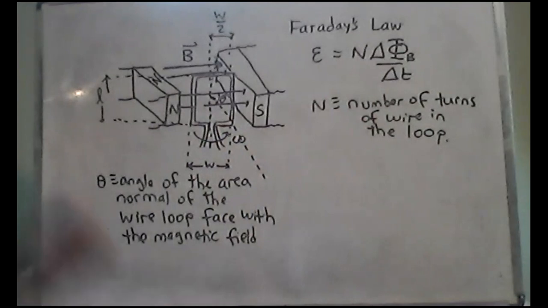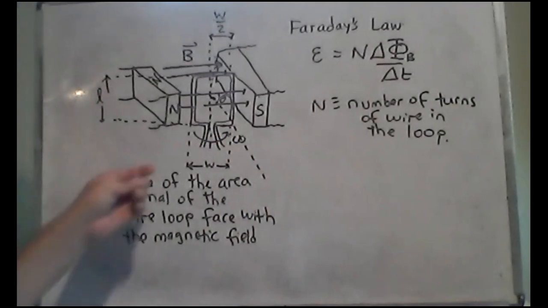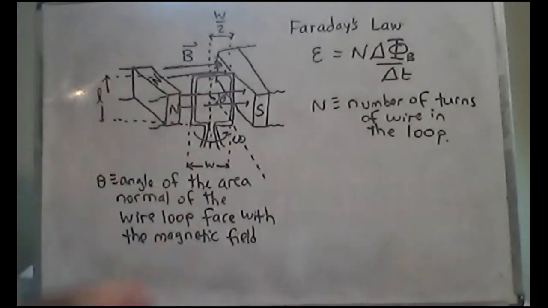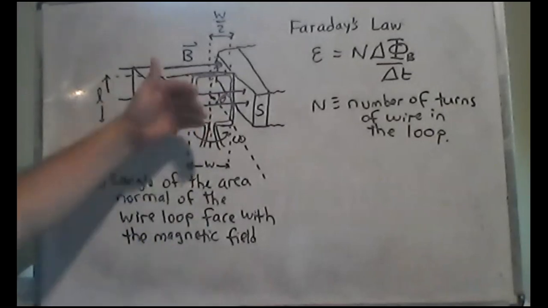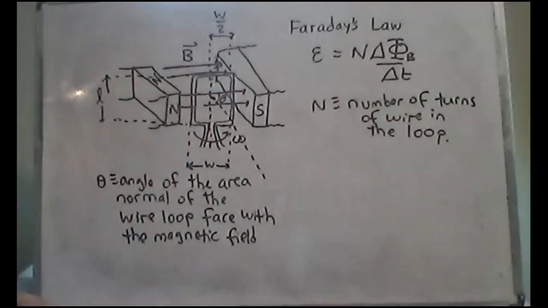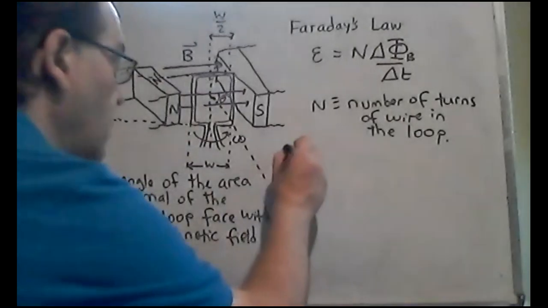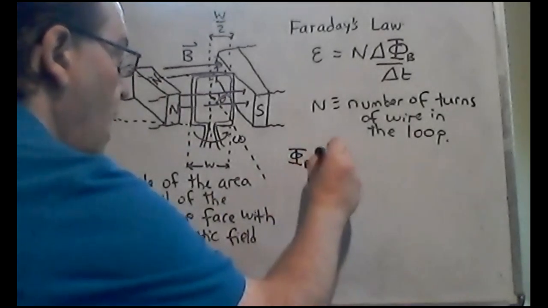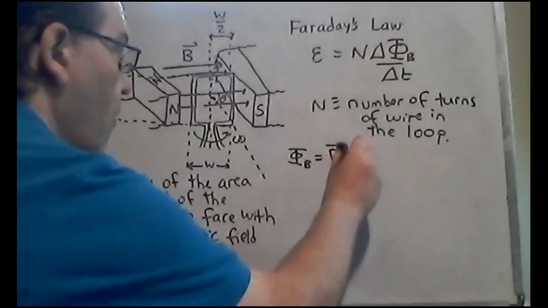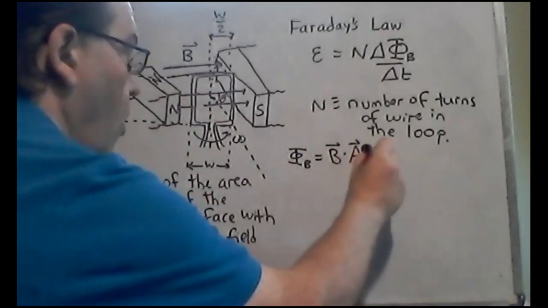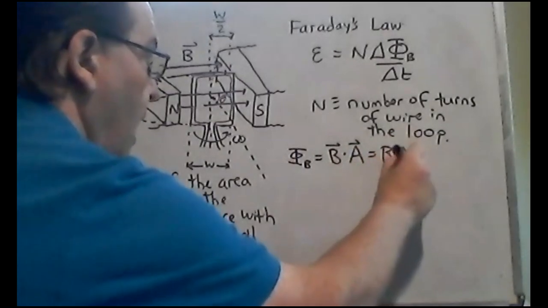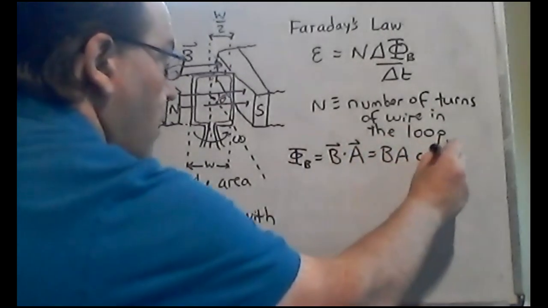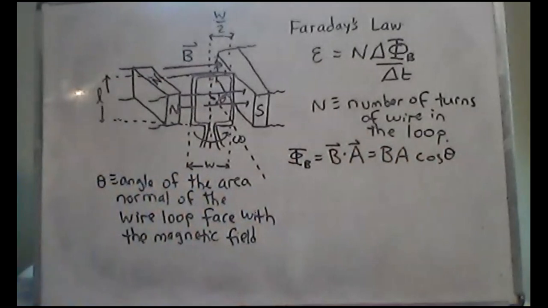All right. So again, what I see here is that the magnetic flux is going to be the amount of magnetic field going through this area. So the area normal is going to be very important. So the magnetic flux in this particular case will simply be B dot A, or B A cosine of theta. It's going to be something like that. That's going to be your magnetic flux.